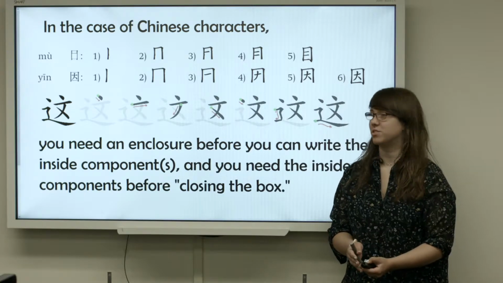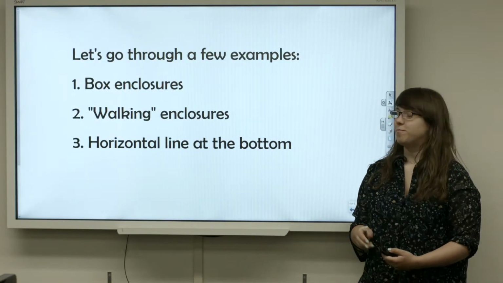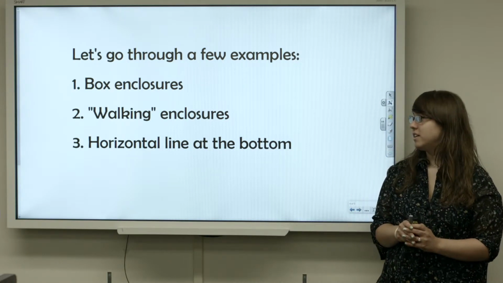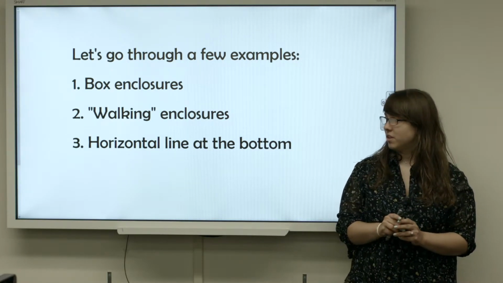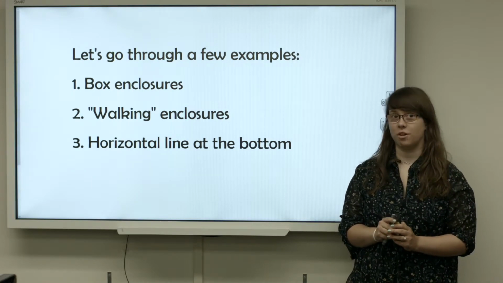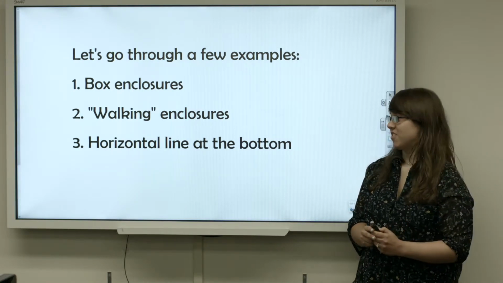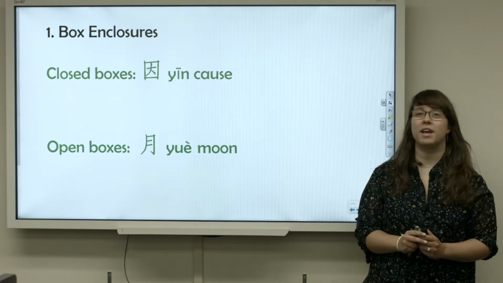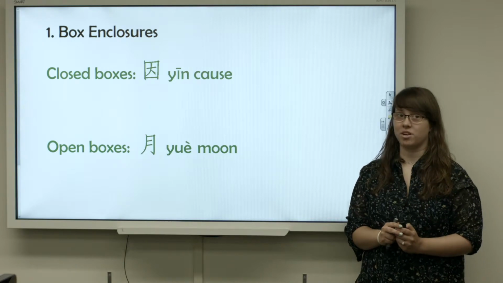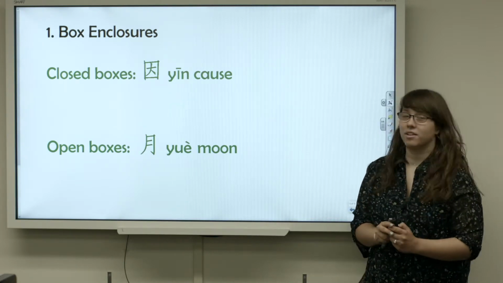Let's go through some examples. First we have box enclosures, and then we'll have walking enclosures, and finally some characters that don't have a box, but they still follow this rule. Let's get started. First we have box enclosures. There are closed boxes and open boxes. Let's try writing a couple.